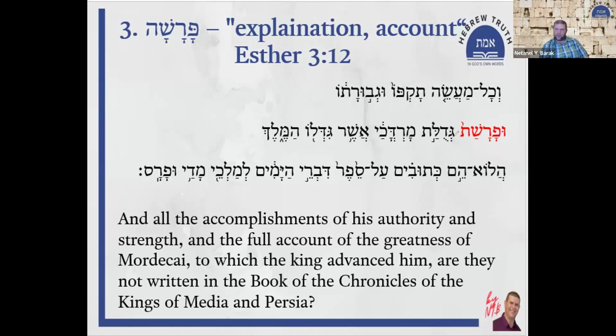So parashat, you can see here the full account. This comes from the idea of explanation or expounding on something. That's the background behind the word parasha, which again later on becomes a count or a Torah portion. What was your Torah portion when you were bar mitzvahed?